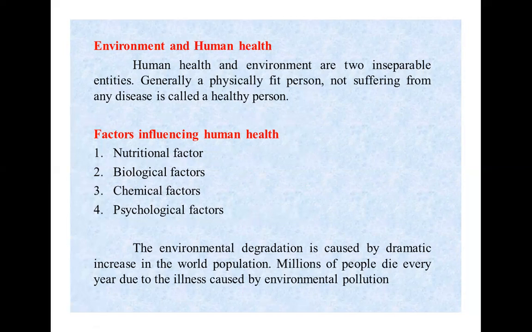Environment and human health. Human health and environment are two inseparable entities. Generally, a physically fit person who is not suffering from any disease is called a healthy person. Factors influencing human health: there are various factors, of which the first is the nutritional factor. If a person is getting proper nutrition, a balanced diet, it is possible to maintain good human health. The second is the biological factors, the third is the chemical factor, and the fourth is the psychological factor.